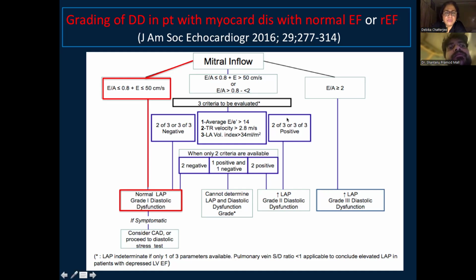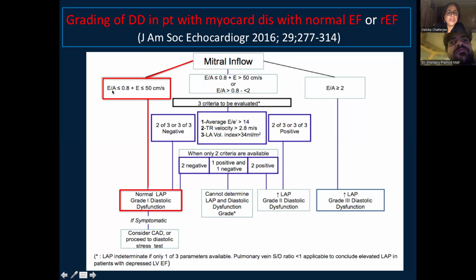So now look at this flow chart. Here is the mitral inflow. We will see the mitral flow pattern, TR, LA volume, E by E prime, all those. Now let us concentrate on the left arm of this flow chart. Here is the mitral inflow.